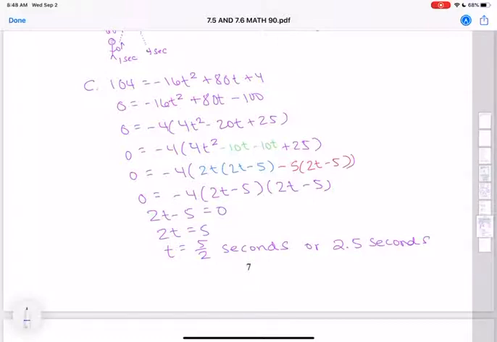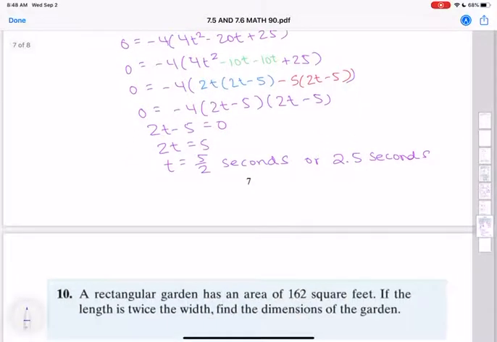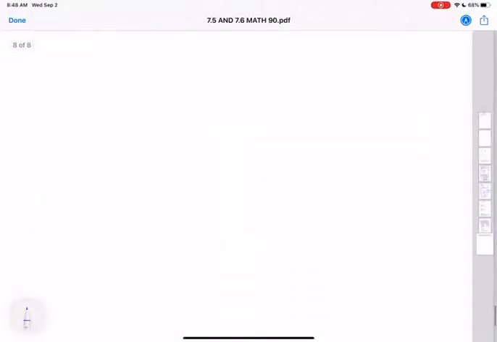Some people don't know how to get it from the fraction to the decimal, and really all you have to do is on your calculator, that fraction bar means divide. So just do 5 divided by 2, you'll get that 2.5 seconds. All right, so now I think we just have one more problem. Okay, so if you didn't try it already, give it a try.